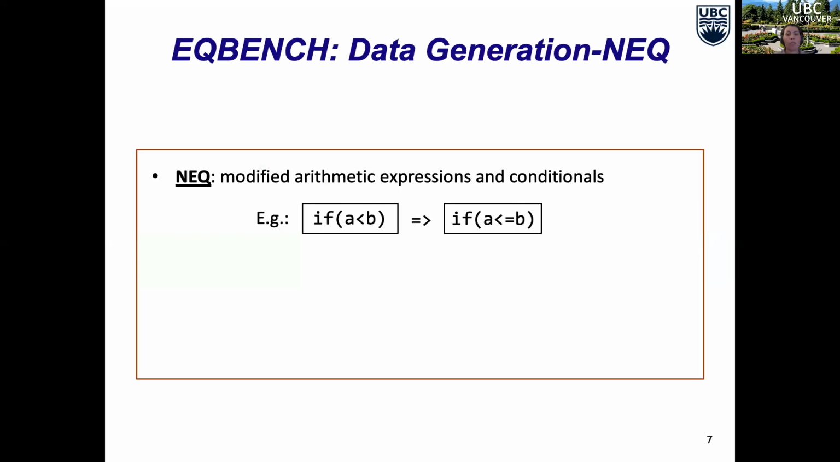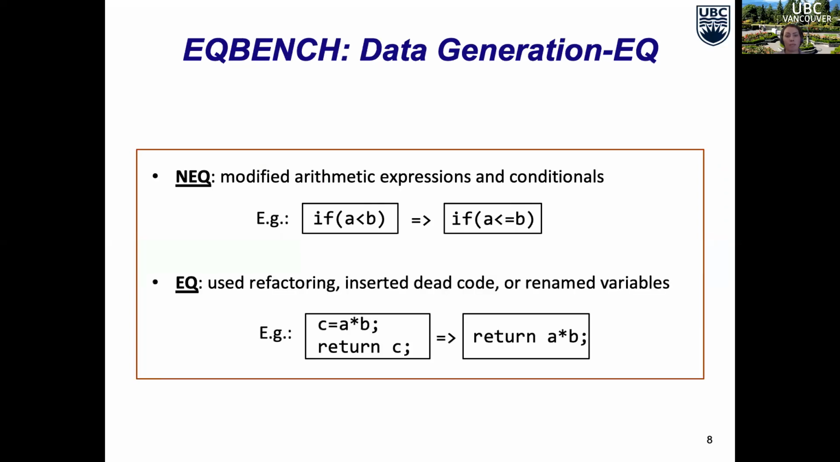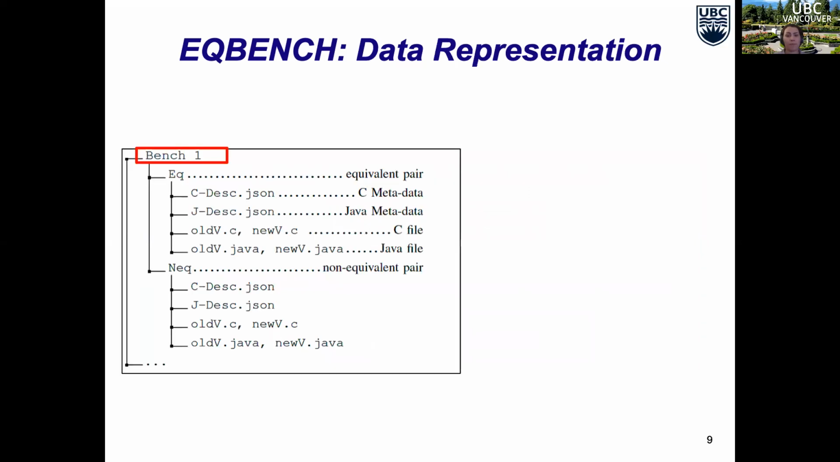To generate non-equivalent cases, we modified arithmetic expressions and conditionals. To generate equivalent cases, we used existing code refactoring techniques such as variable inlining, and when not possible, we inserted dead code or renamed variables.